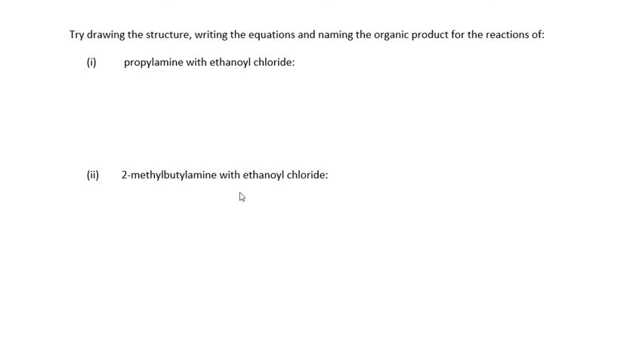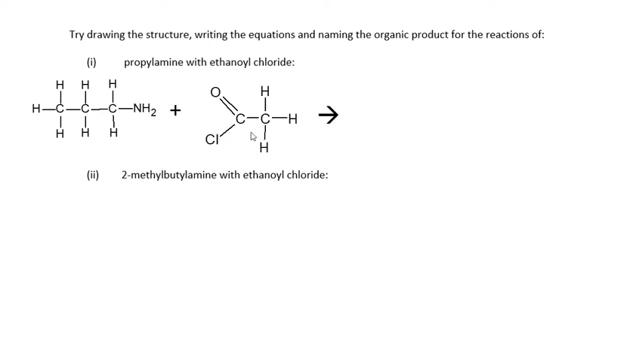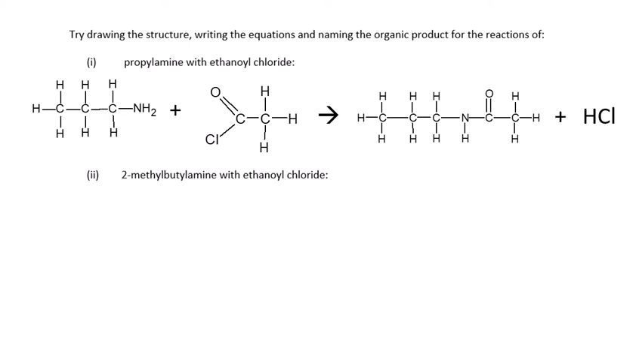Okay, so if you've drawn the structure, propylamine should look like that, 3 carbons with NH2. Ethanoyl chloride should look like that, 2 carbons, C double bond O Cl. Those react, we'll lose the hydrogen from here, the chlorine there. So there should be our product molecule. And then don't forget to do the balanced equation. Hydrogen chloride would be the other product.